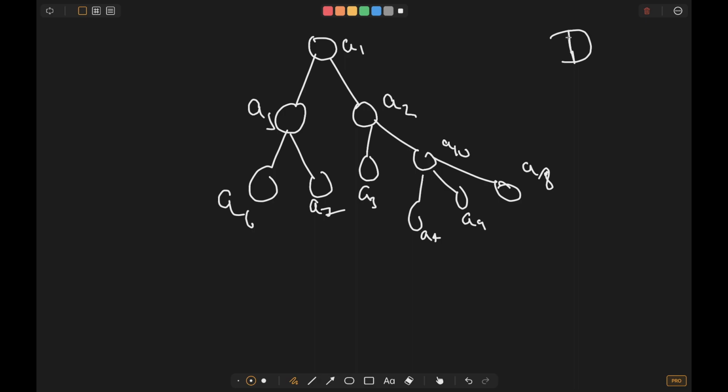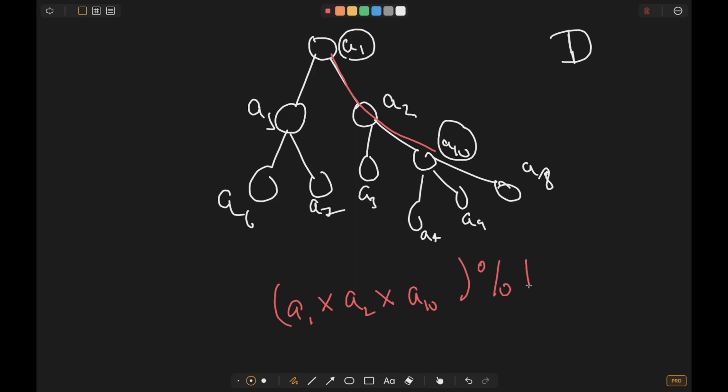Now what we want to do is count the number of pairs of vertices in this tree. So let's say A1 and A10. And what we do is we take the simple path. This is the simple path, and we multiply the values that come in this path, and we take its mod over whatever the given value is.